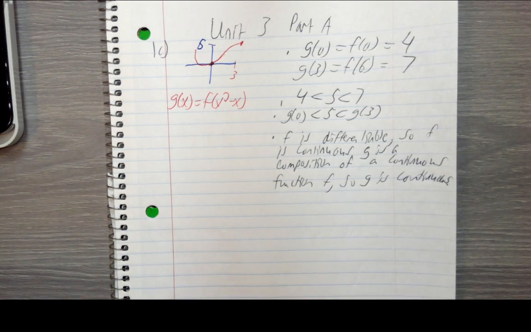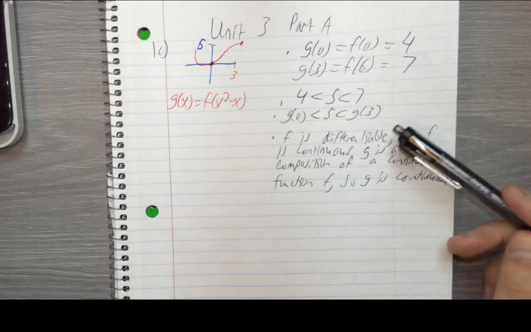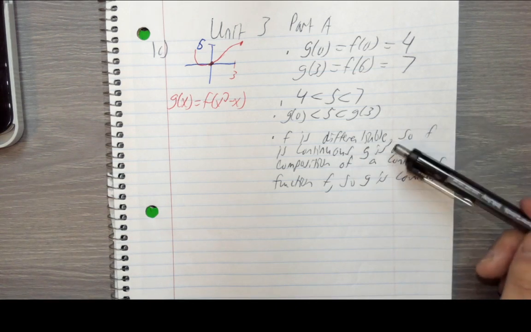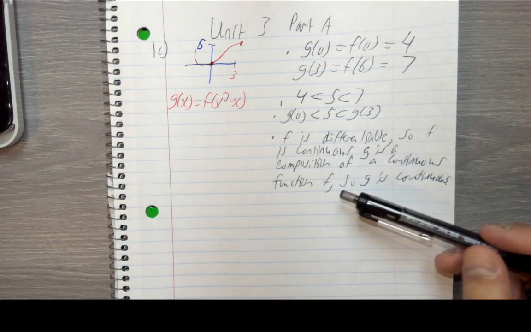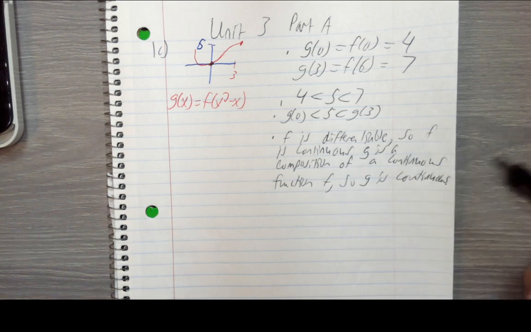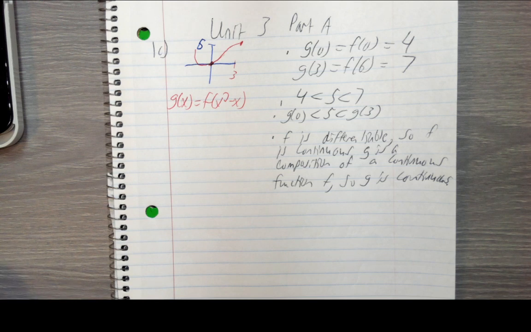So I know I wrote that very messily. But again, let me read that to you. f is differentiable, so f is continuous. g is a composition of the continuous function f, so therefore g is also continuous. So that's kind of like the hard work, proving that.